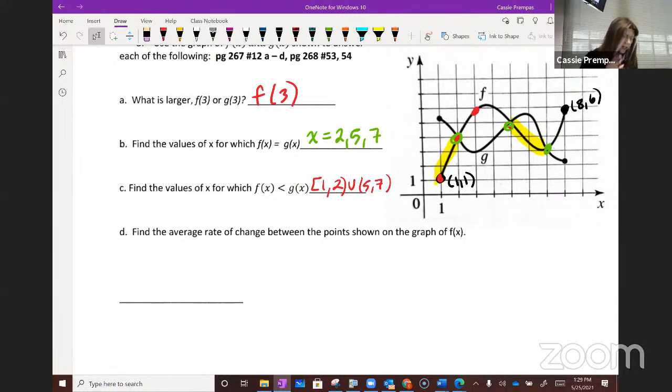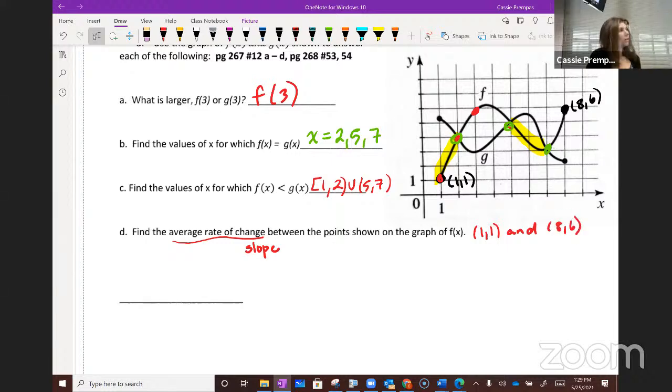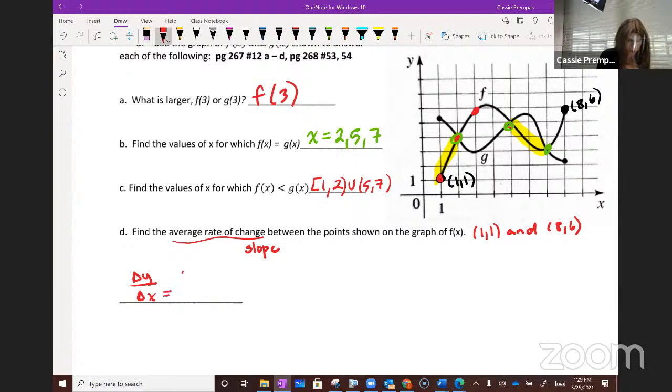All right, letter D, find the average rate of change. Do you guys remember what average rate of change is? Slope. Good. That's just the slope between the points shown on function f. So that's why I had you bold in those points. It's supposed to be between the points (1, 1) and (8, 6). Now that we reviewed that average rate of change just means slope, we're looking at change in y over change in x. So that would be 6 minus 1 over 8 minus 1. The average rate of change would be 5 over 7.